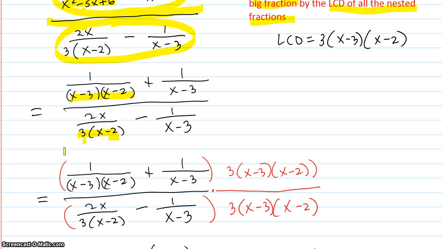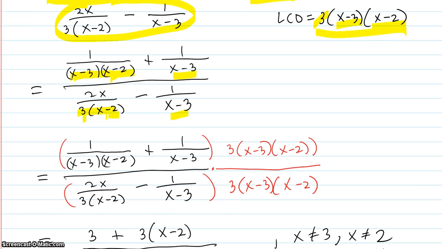So everything is factored. Then we build up the LCD. You need a 3. That's that. You need an x minus 3. That covers this one and this one. But we also need an x minus 2 to cover those two. So now every denominator is covered with this LCD.